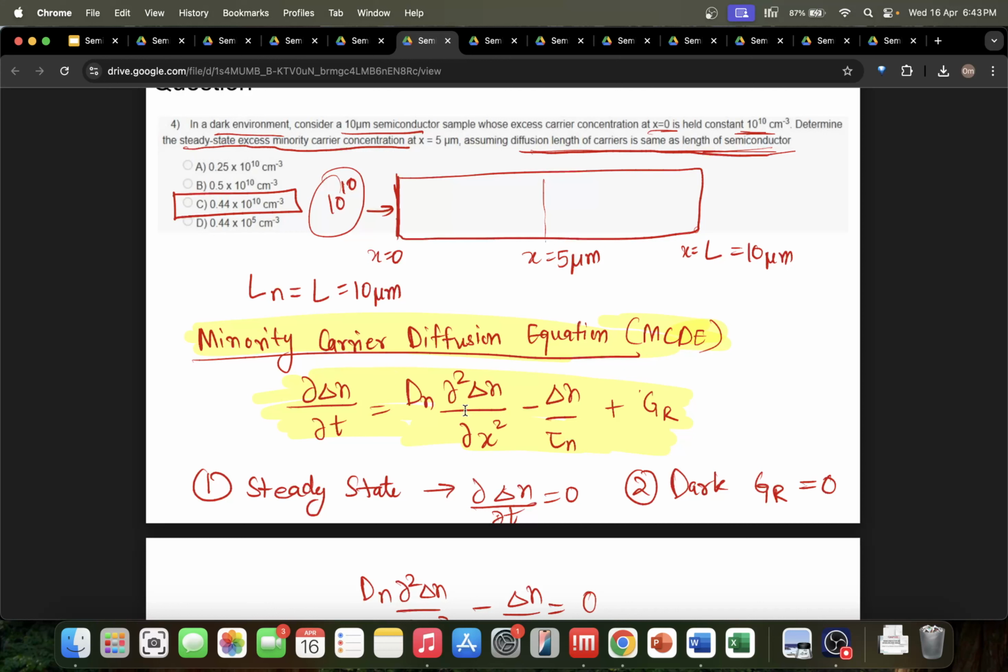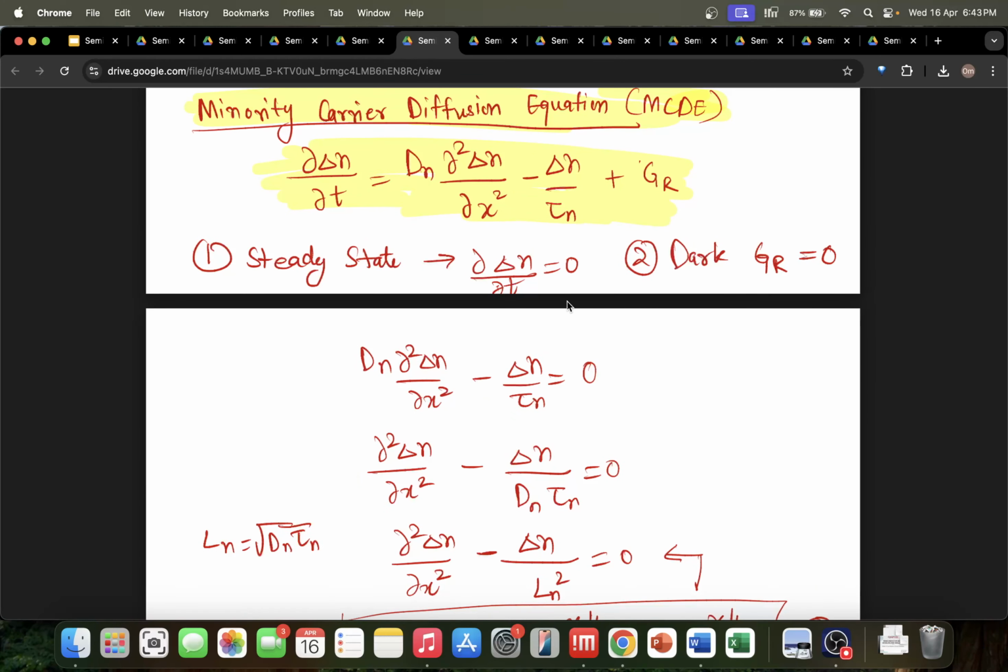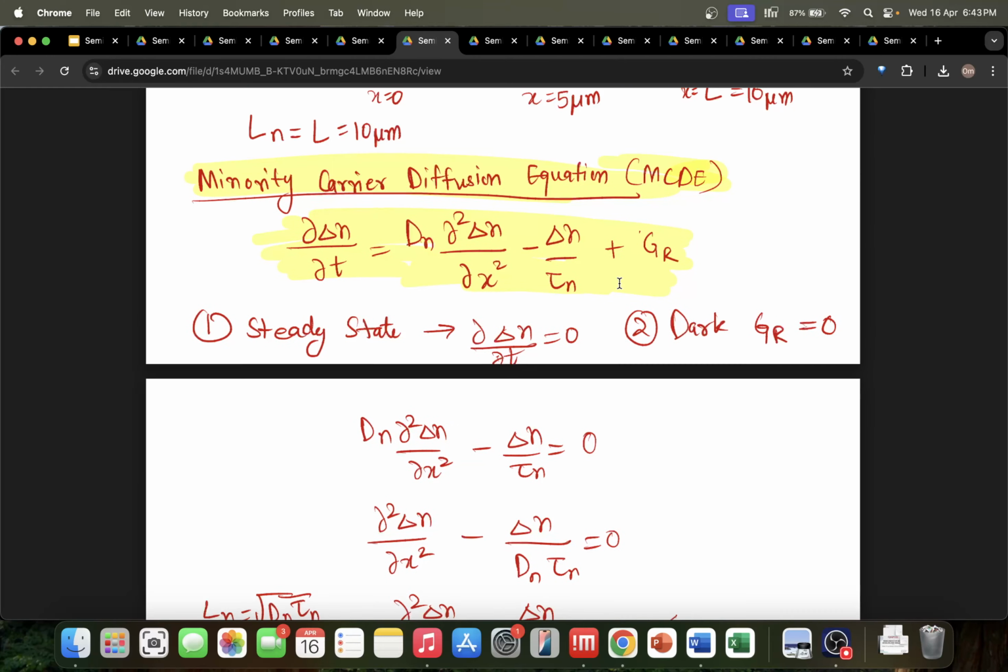This is one of the most important concepts, the minority carrier diffusion equation. It is very important to analyze the effect of recombination and generation and the different regimes of operation in the semiconductor in steady state or under different conditions. So this is a very important derivation.